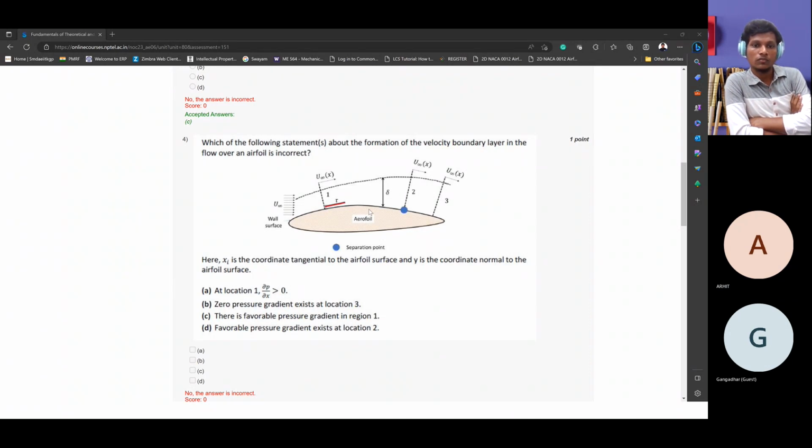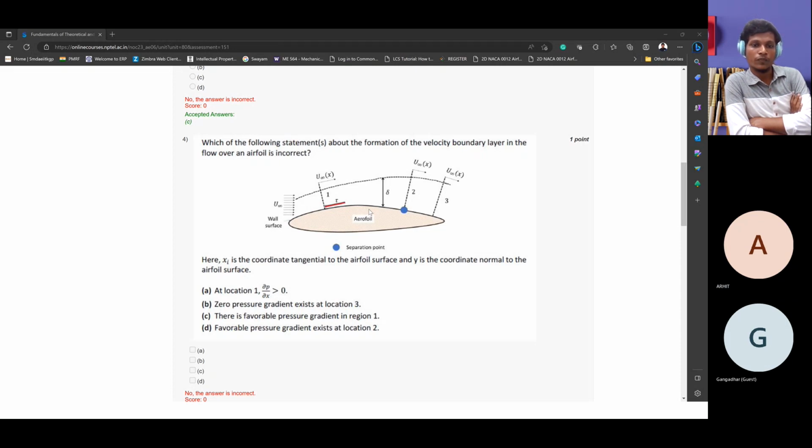And the second one, zero pressure gradient exists at location 3. That is also a zero pressure gradient, that is also a correct one, right? Incorrect. It is zero pressure gradient exists at location 2, I think. Okay, yeah, it's 2. Dou p by dou x, the pressure gradient. Yes, so where the separation point exists, there you have a zero pressure gradient.